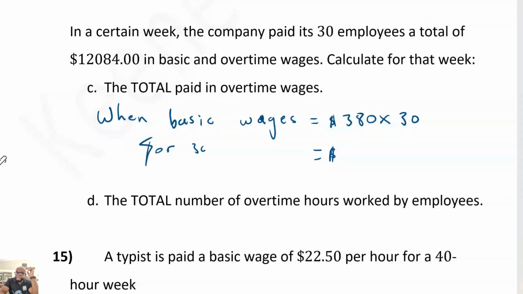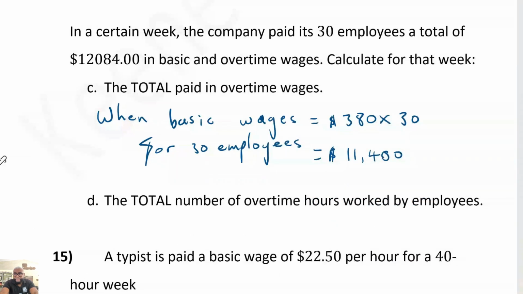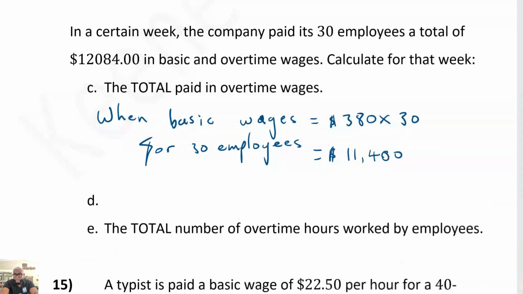So this is for 30 employees. 11,400 flat, right? So now we need to minus it from that 12,084 and we will get our basic and overtime wage, right?